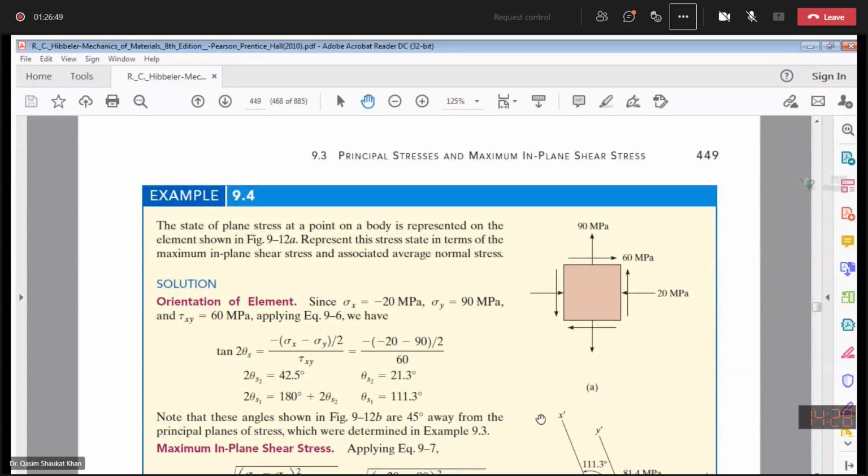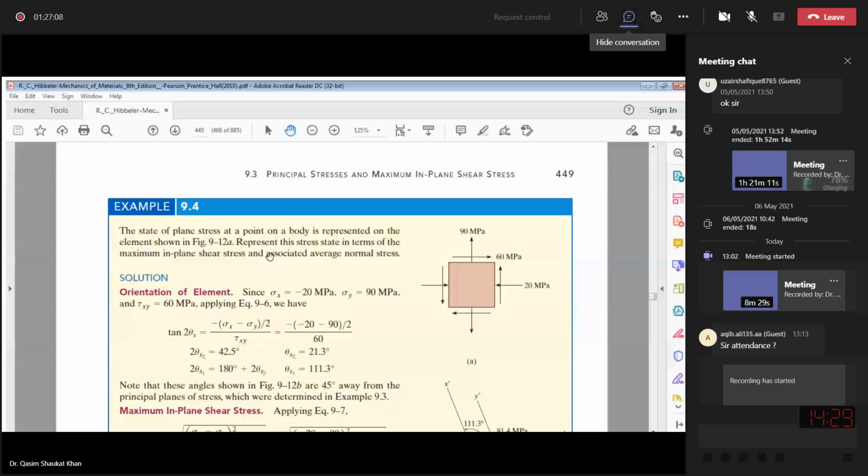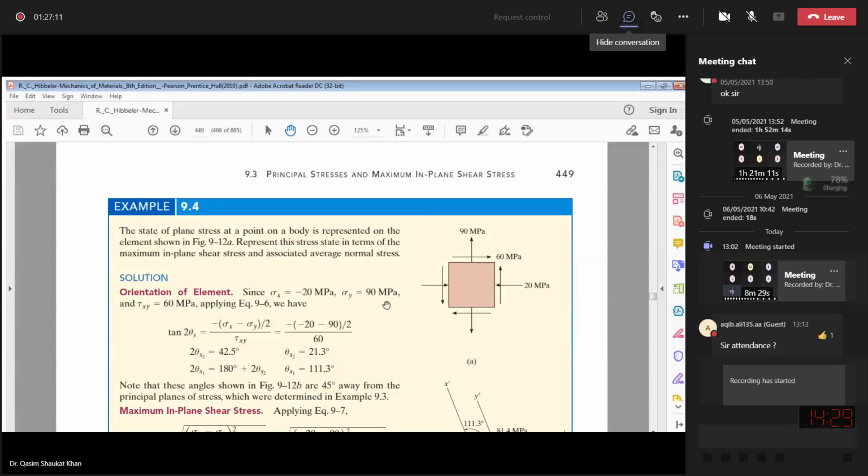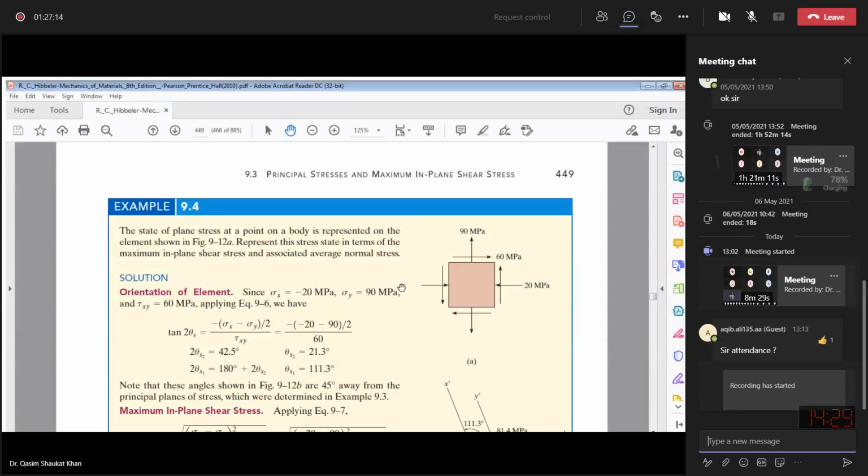So let's do the next numerical. That is the same data which was given earlier. The same data will now be used to represent the stress state in terms of the maximum in-plane shear stress and associated average normal stress. So we need to calculate the orientation of the shear planes. We have to then calculate the maximum in-plane shear stress and the average normal stress.